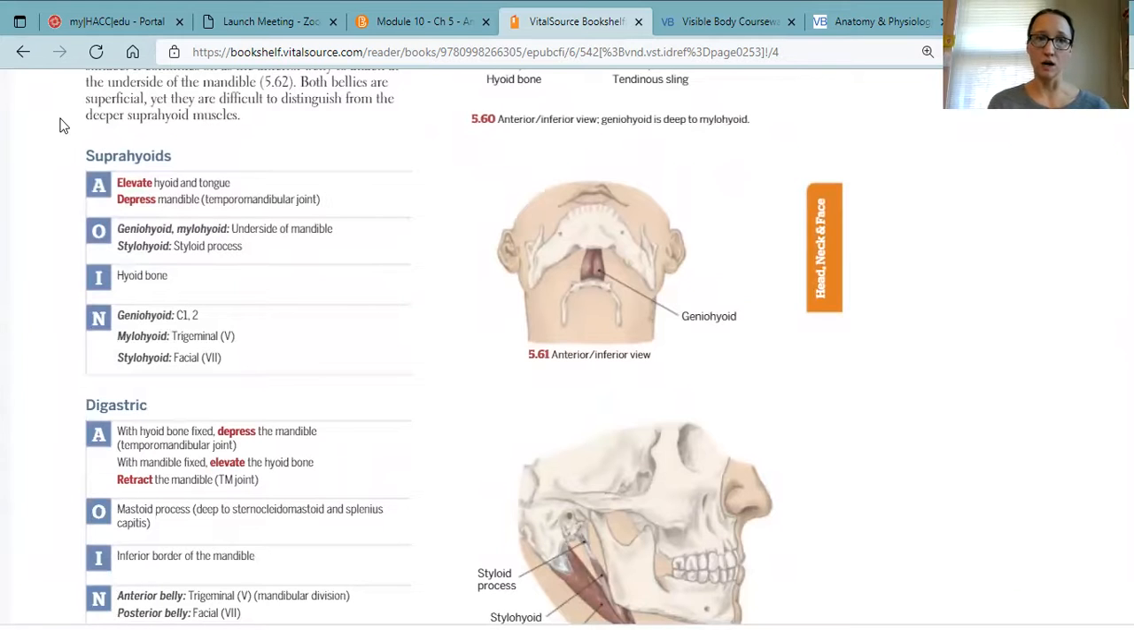So the suprahyoids include geniohyoid, mylohyoid, and stylohyoid. So here we have an attachment to the styloid process of the temporal bone. Remember, it's this pointy bit right here. That's the styloid process of the temporal bone. So we have our suprahyoid muscle called stylohyoid attaching to the styloid process. Oh, that is a mouthful.